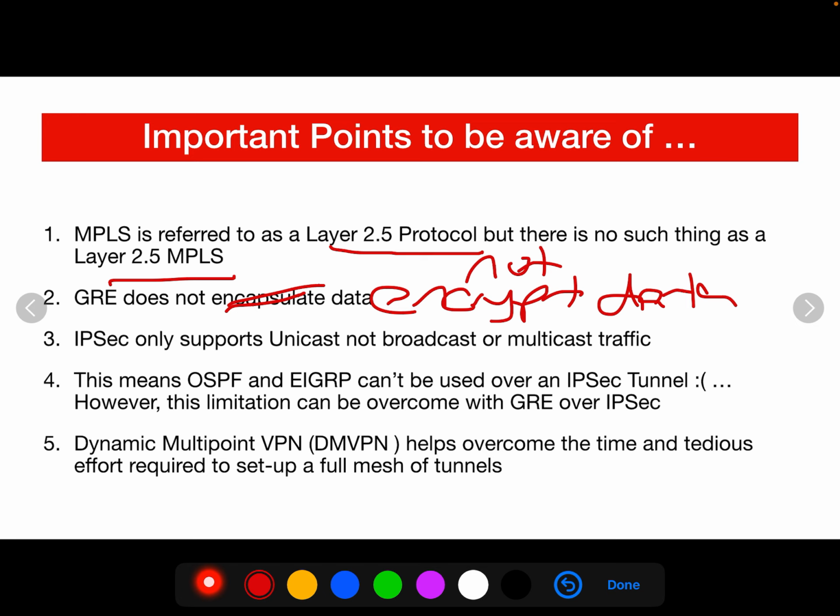So it only supports unicast traffic. OSPF and IGPs can't be used over an IPsec tunnel, unfortunately. However, the limitation can be overcome with GRE over IPsec. And finally, dynamic multipoint VPN, DMVPN, is a Cisco solution. It helps us overcome the tedious effort required to set up a full mesh of tunnels, so with this technology it can be done dynamically.